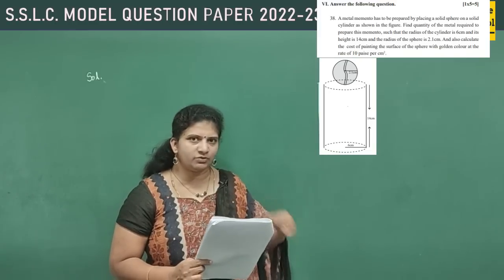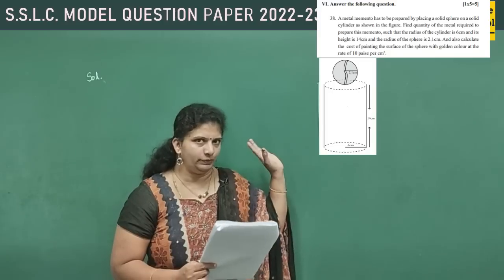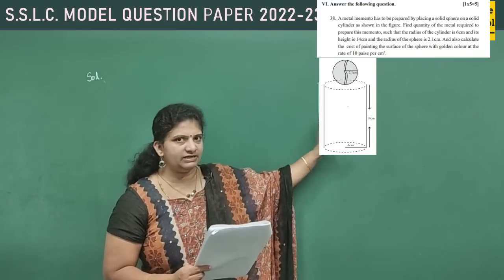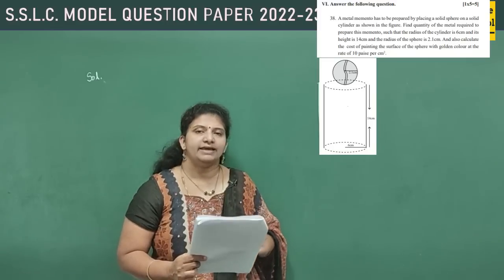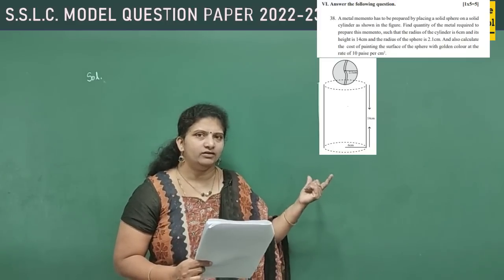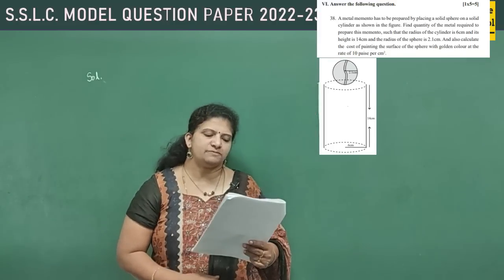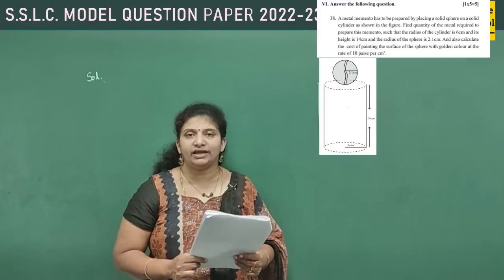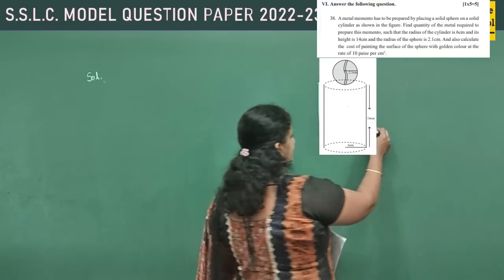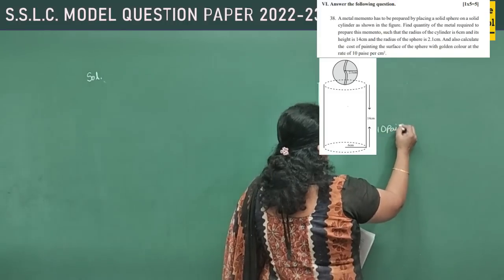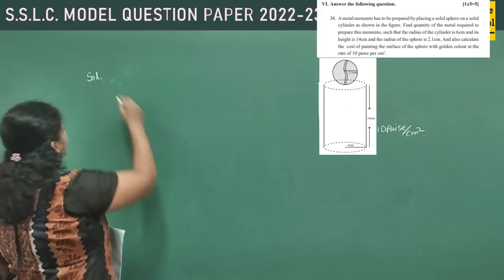Next question, first question, we need to find the quantity of the metal memento. Quantity in the sense volume of a cylinder plus volume of a sphere. And your next question, calculate the cost of painting, not the full solid, only painting the surface of the sphere with golden color at the rate of 10 pies per centimeter square. So cost is 10 pies per centimeter square. Let's start the solution by writing the given data.